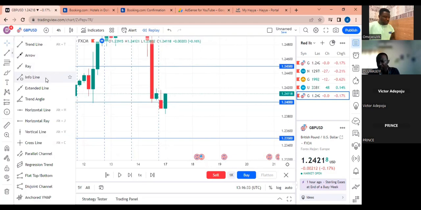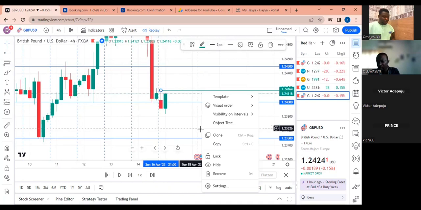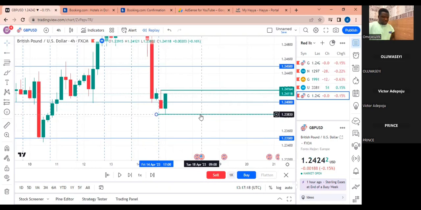Then to do that, come again to this trend line, then just click on horizontal ray. Once you click on horizontal ray, place it on the high. Just place it on the high and also place it on the low. I believe we are following, please. Okay, we are following. And just place it on the low here. So that's how to set up our high and low of the week.